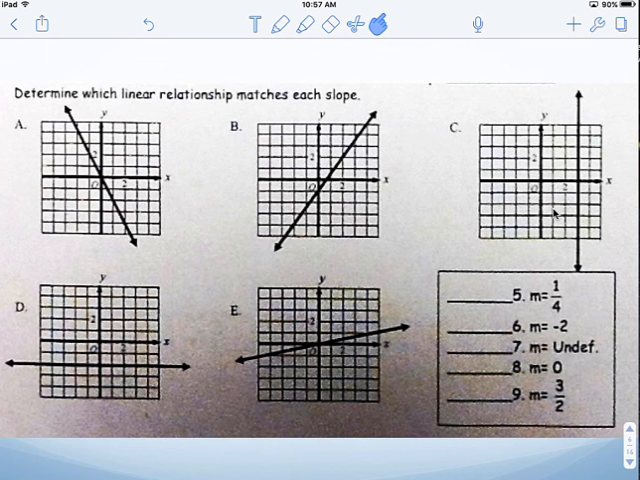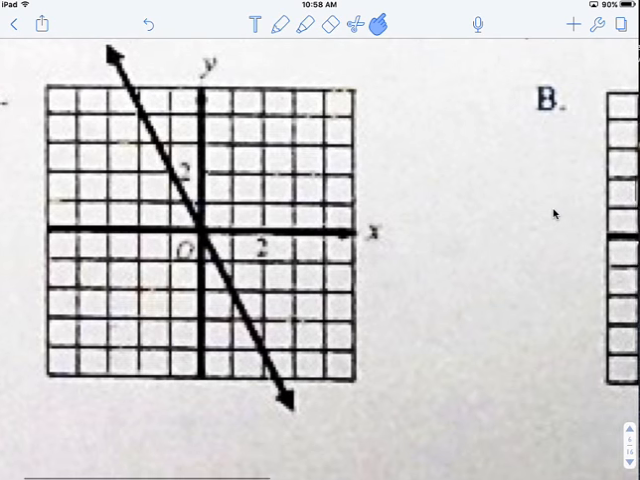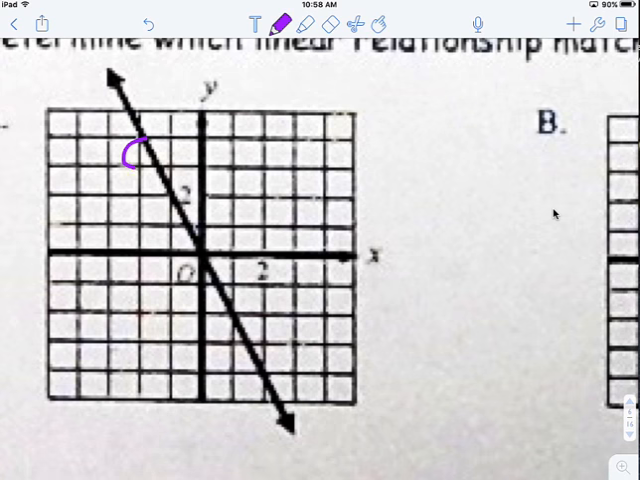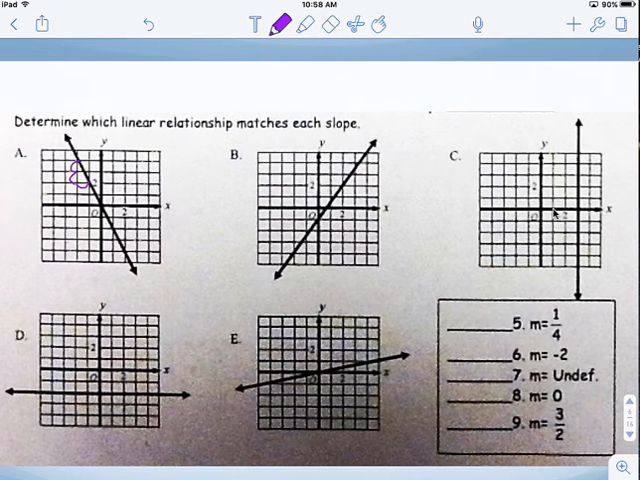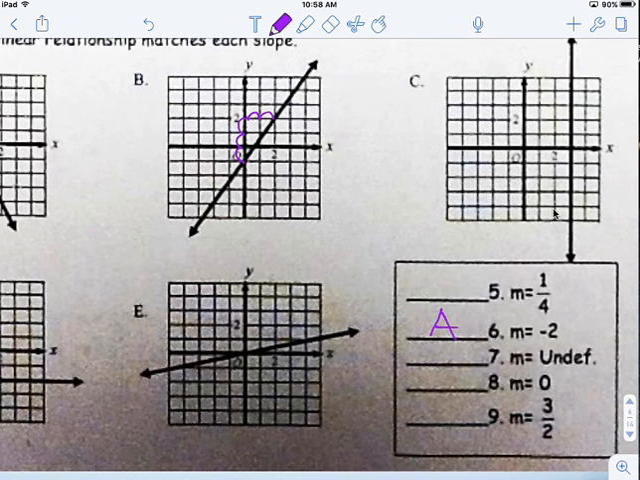All right, number 1, or let's look at graph A. You are going down 1, 2, and you are going over 1. So A matches 6, negative 2. For letter B, we are going up 1, 2, 3. We are going over 2. So B goes with number 9.